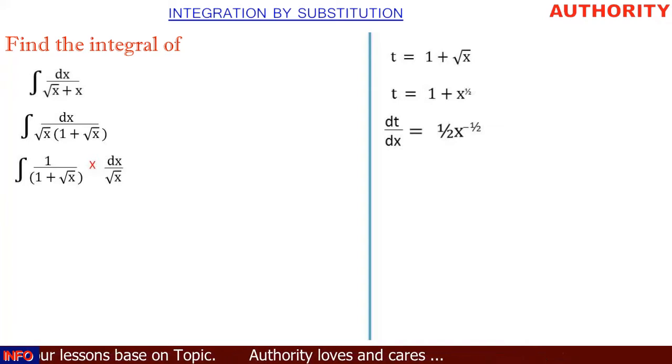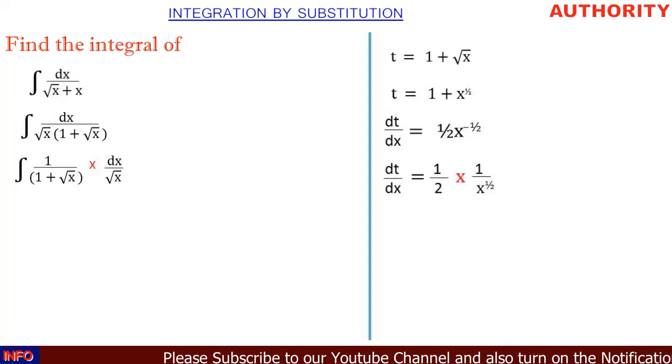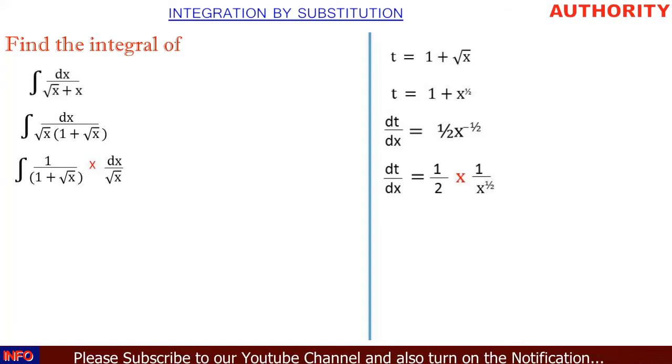Now let's differentiate properly. We're going to have dt all over dx is equal to, we bring this 1 all over 2 down, right? We have 1 all over 2 x raised to power minus 1 all over 2. That is when we differentiate. Now, this x raised to power minus 1 all over 2 can be written as 1 all over x raised to power 1 all over 2. So we have dt all over dx is equal to 1 all over 2 times 1 all over x raised to power 1 all over 2.